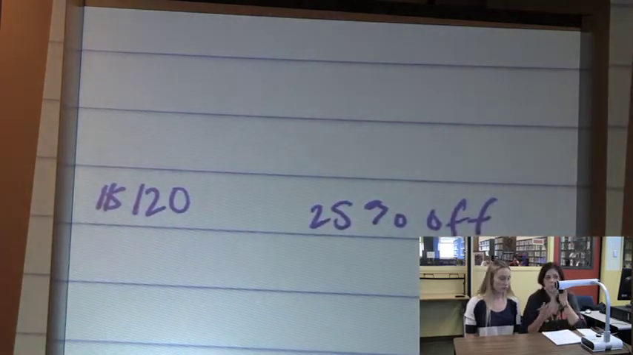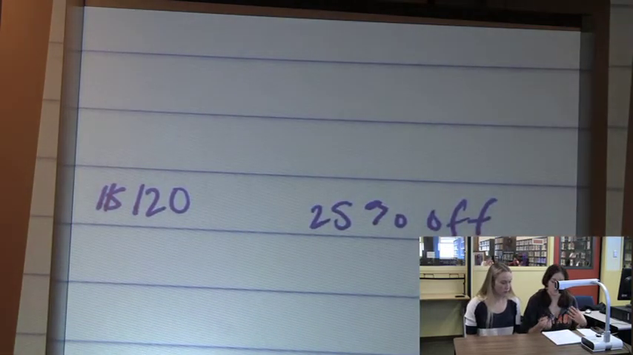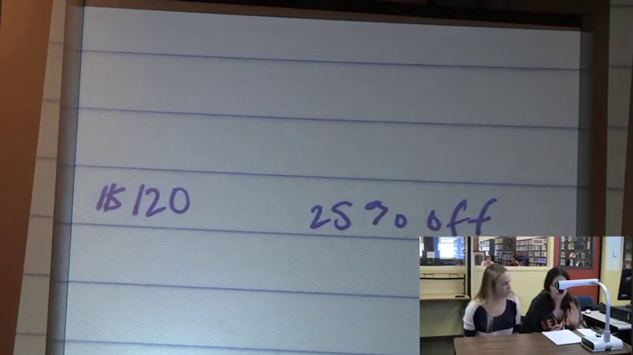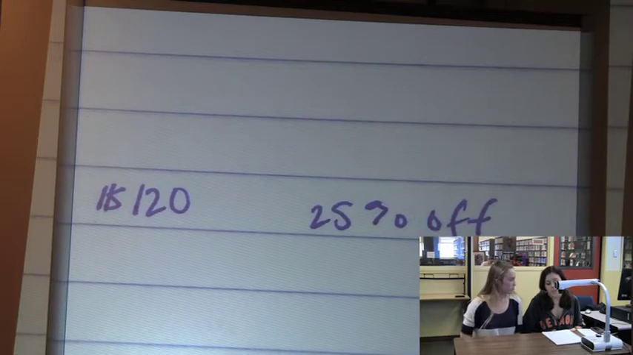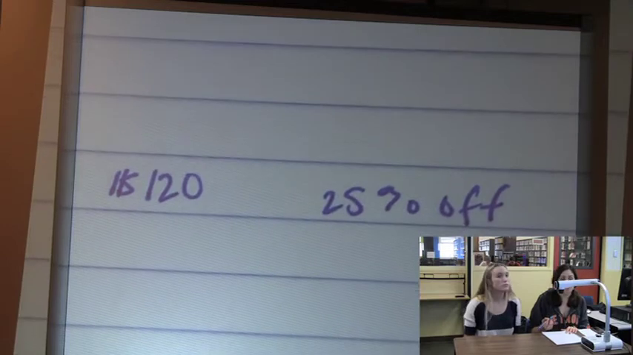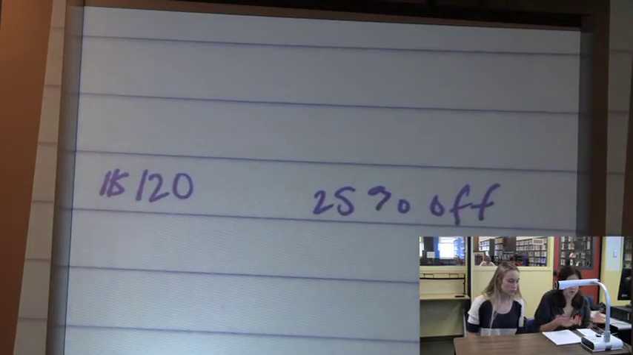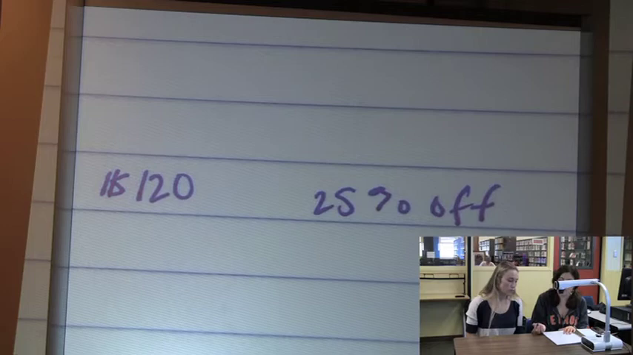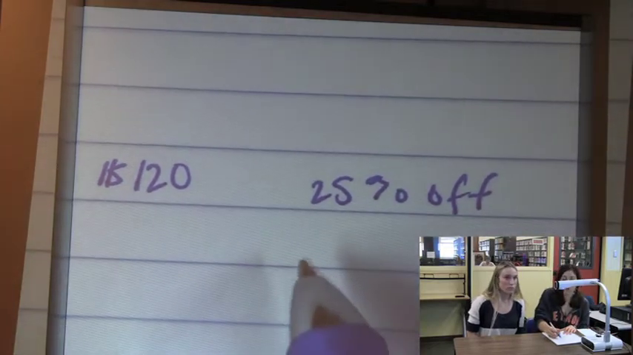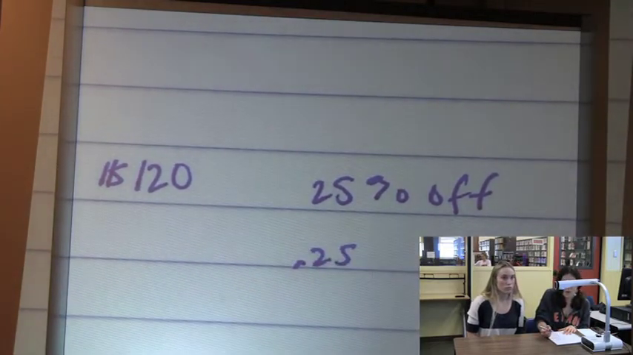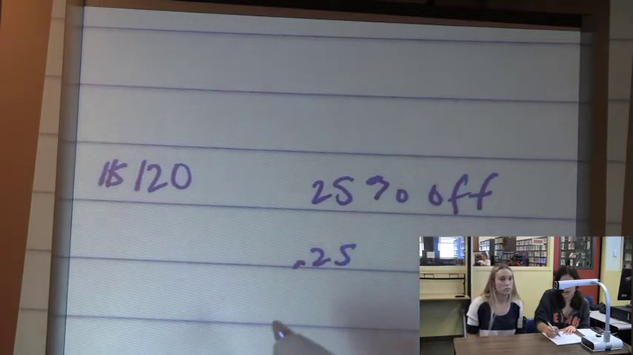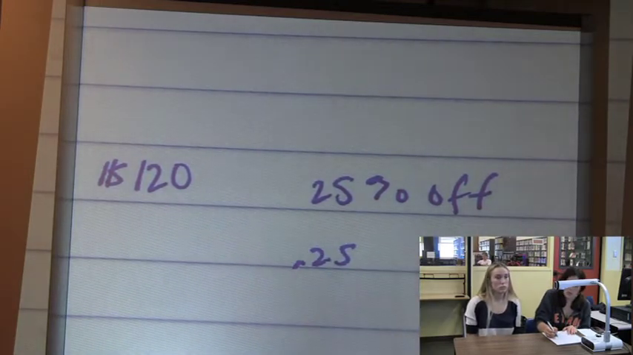Now a $120 camera is on sale for 25% off. We're going to try and find what the sale price would actually be. To do that, you would want to figure out how much 25% of 120 is. You're basically doing the same thing backwards, so you would convert the percentage to a decimal, 0.25, and then multiply that times 120.